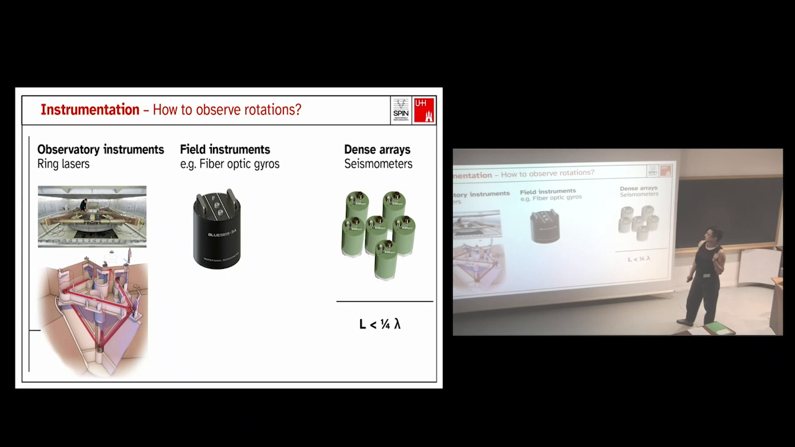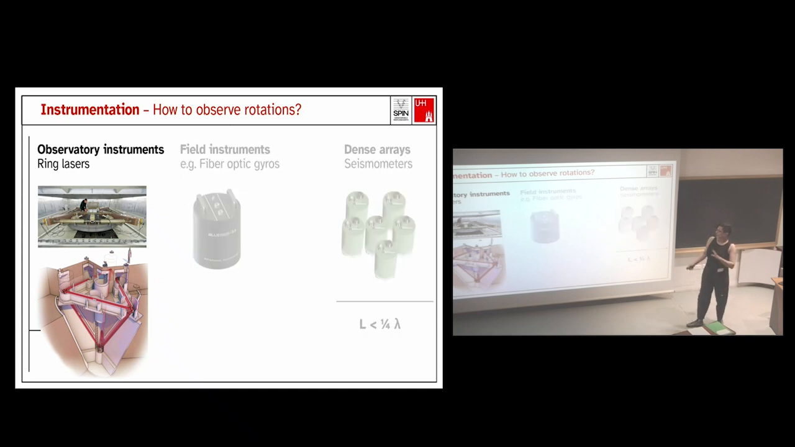Then there are some, not a lot, but there are some portable field instruments, because in seismology you don't necessarily want to be tied to one spot with one of those huge observatory instruments. And then there are also ways to use very dense arrays of seismometers to extract rotational motion.